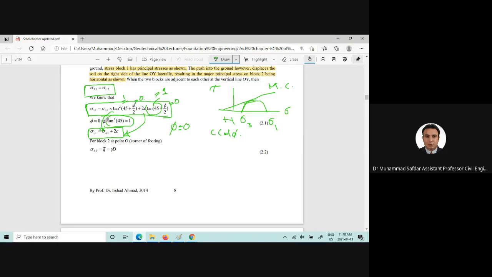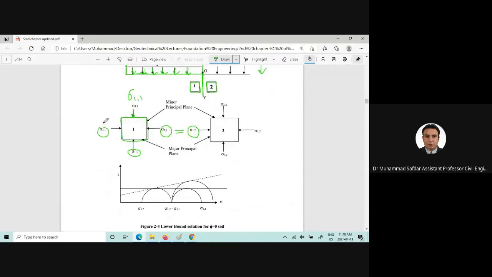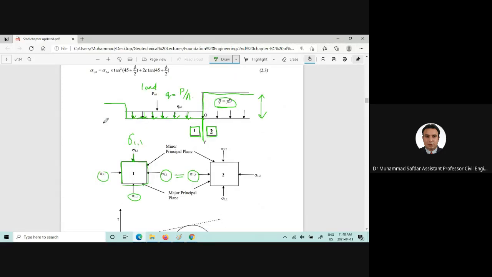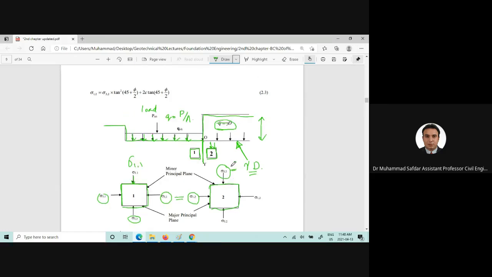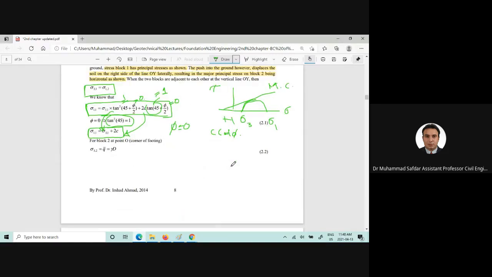Now for block 2, which is here, this is element 2, I would call that. For the soil element 2, you can see here the sigma 32 would be equal to gamma into d. So this is the vertical pressure which will be exerted on top of this soil element, and therefore it has been written gamma into d.